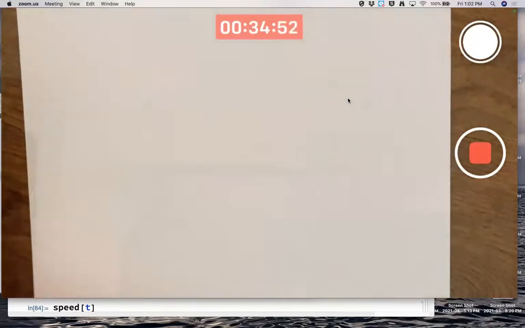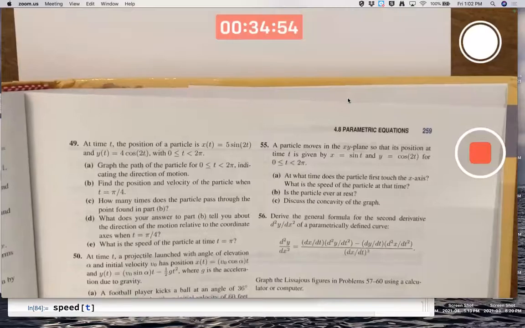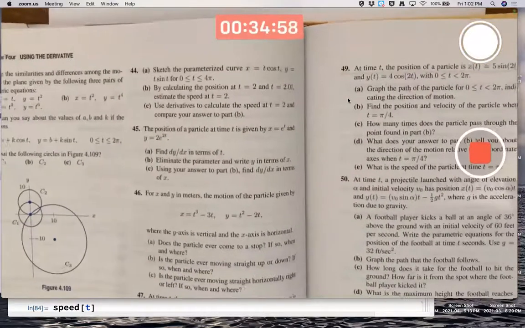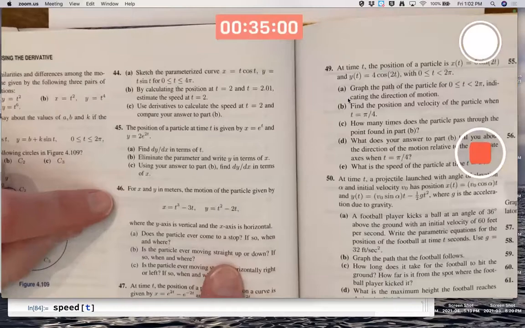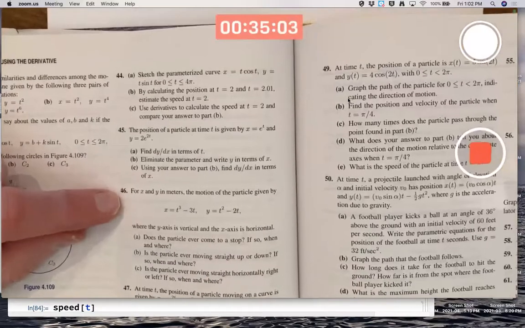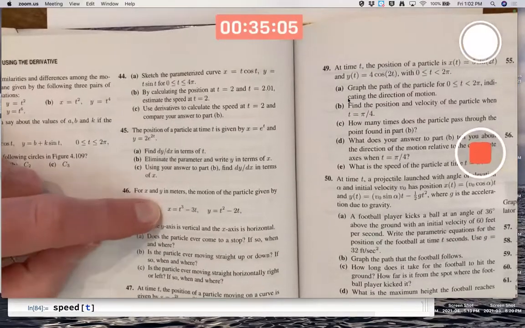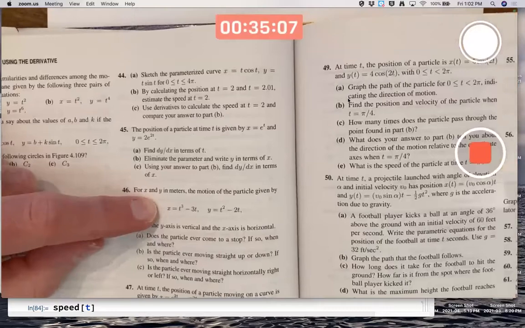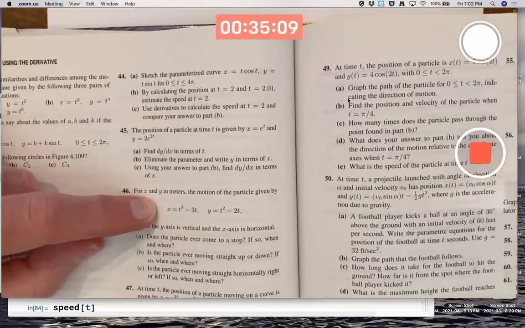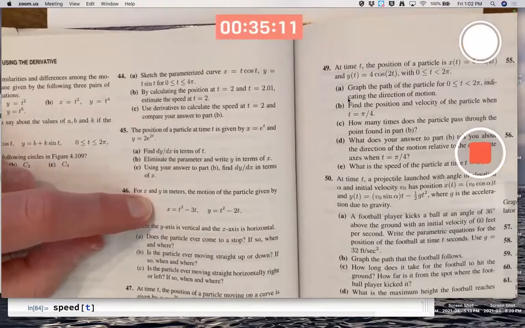Let's take a look at number 46, section 4.8. For x and y in meters, the motion of a particle is given by these 2 equations. These are parametric equations in the parameter t. You want to imagine t is time.